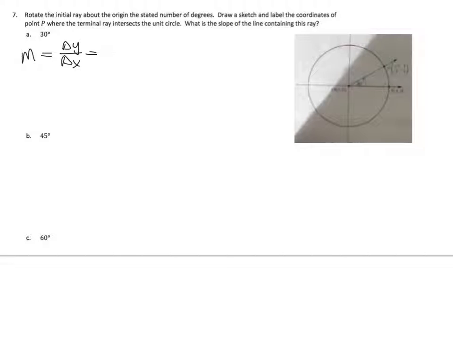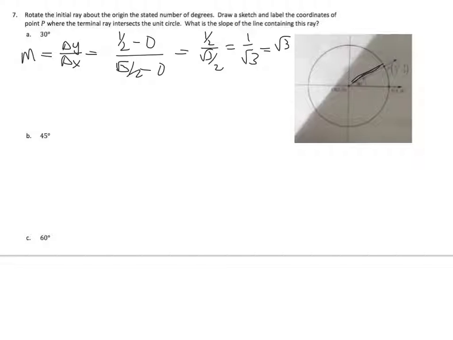So if we do change in y, which would be 1/2 minus 0, over change in x, which is square root of 3 over 2 minus 0. So we're trying to find the slope of the line containing this ray. Right there, we get 1/2 over square root of 3 over 2, which gives us 1 over the square root of 3, which if I rationalize, multiplying by the square root of 3 over the square root of 3, I get square root of 3 over 3.